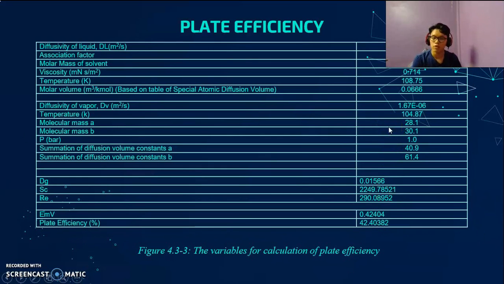Finally, for the plate efficiency of 42.4%, before calculating it we actually calculate a few variables, which are the diffusivity of liquid, the A factor, molecular mass of A and B, and the summation of diffusion volume constants. Basically this is all in the book. The steps are the same as in the book. We just follow it, and this is the final plate efficiency we get.